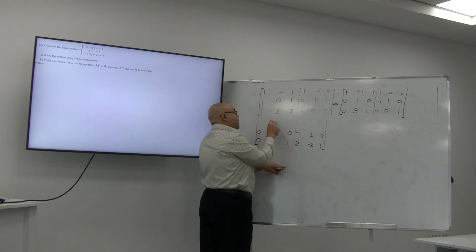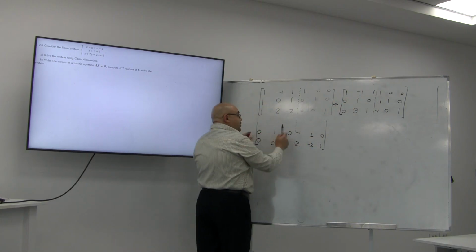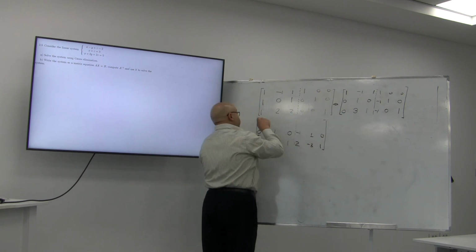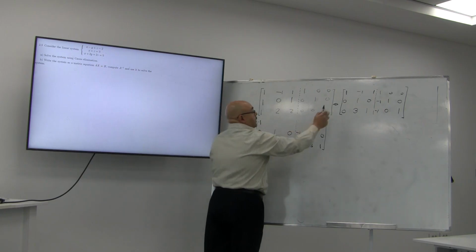أنا عايز الفاليو ده بكام؟ 0. بس هو أصلا بكام؟ So I will add this row on the first row. 0 plus 1. 0 plus 1. 1. 1 plus negative 1.